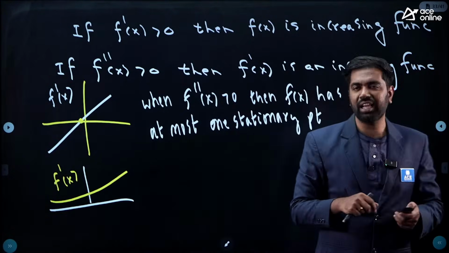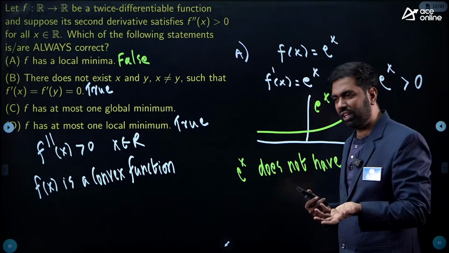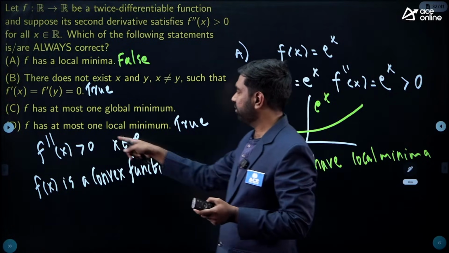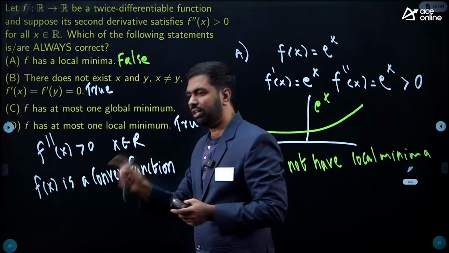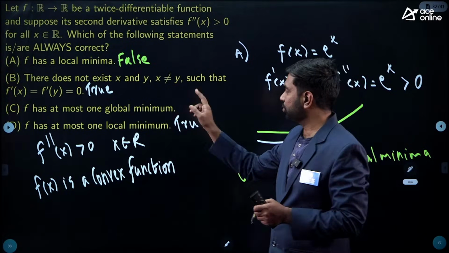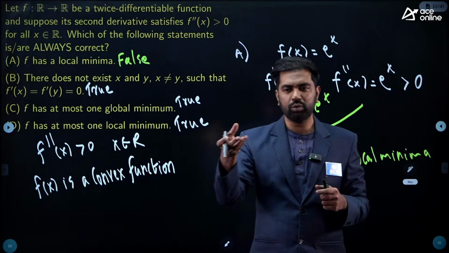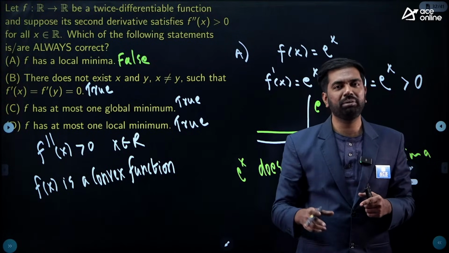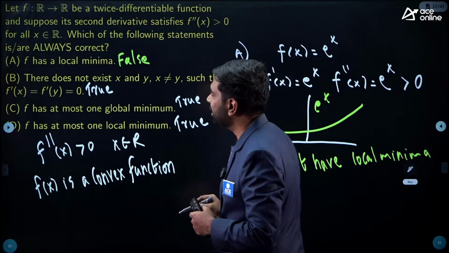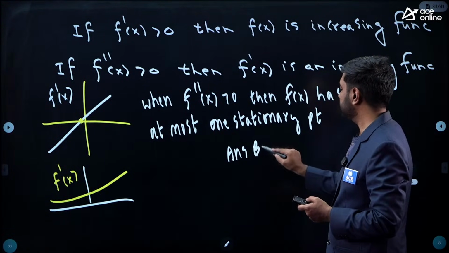Now, the next fantastic thing. For a convex function, if there is a local minima, definitely that will be a global minima. So if f has at most one local minima, the moment a convex function is having a local minima, that local minima will be a global minima. That means this is also true. This is the property of a convex function. Imagine a convex function which has one local minimum. Definitely that local minimum is also a global minimum. This is the interesting property of convex function. So what are the right answers? The right answers are B, C, D.